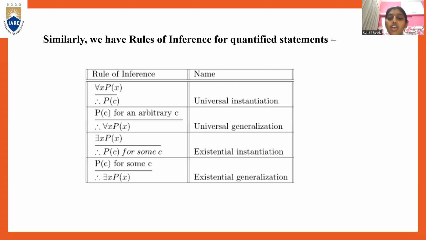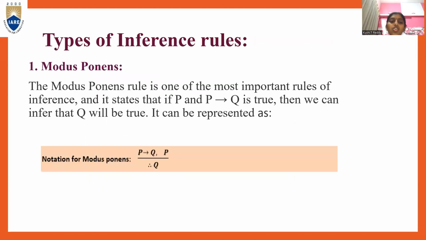So, four types of quantifier rules we have. These are also included in rules of inference, that are universal instantiation, universal generalization, existential instantiation, and existential generalization. So, those are the types of inference rules. Now we'll discuss them in a detailed way.